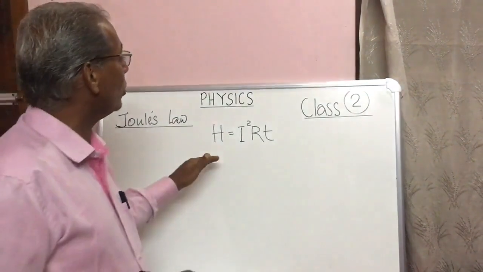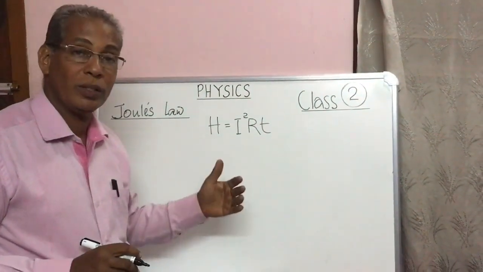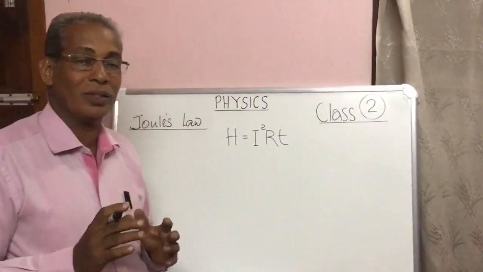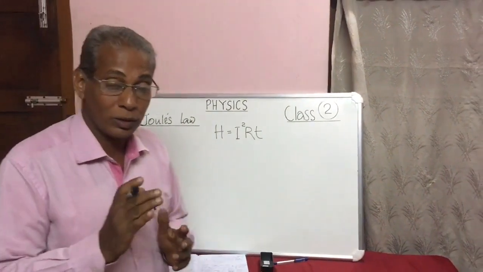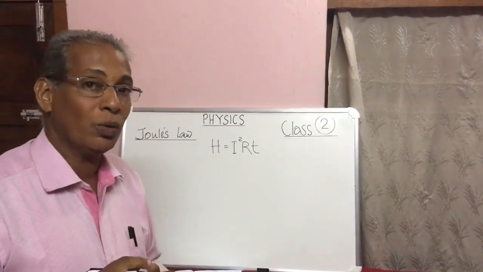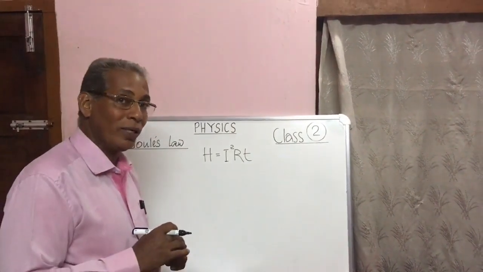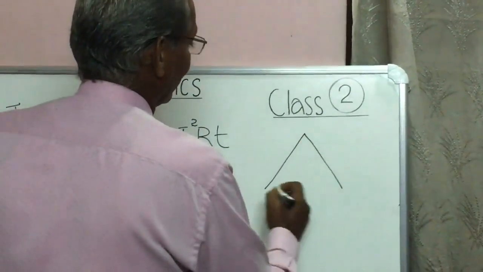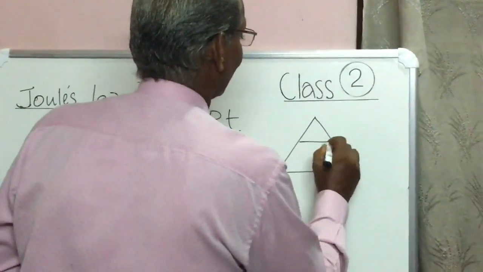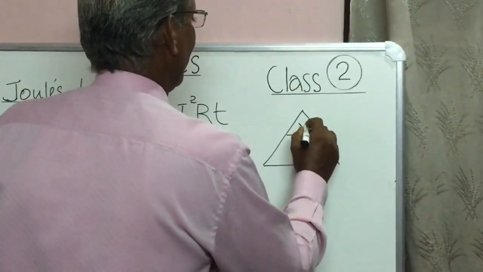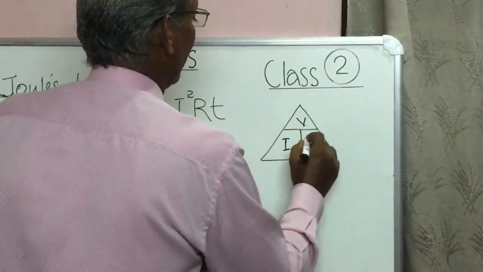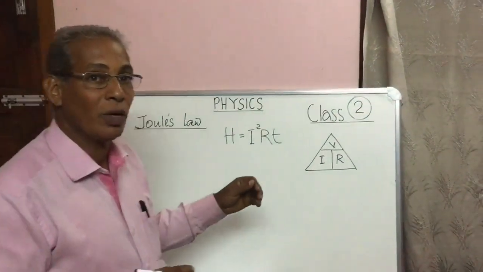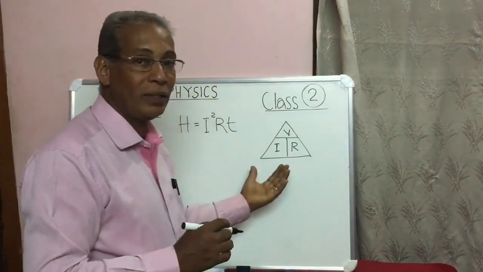Joule's law, H is equal to I square RT, can be represented in some other forms too. For that, we have to consider the ninth standard topic. We have studied one law called Ohm's law. We have studied one magic triangle with V, I and R. Why is it called a magic triangle? All these things we have already studied, but we will just recollect it.